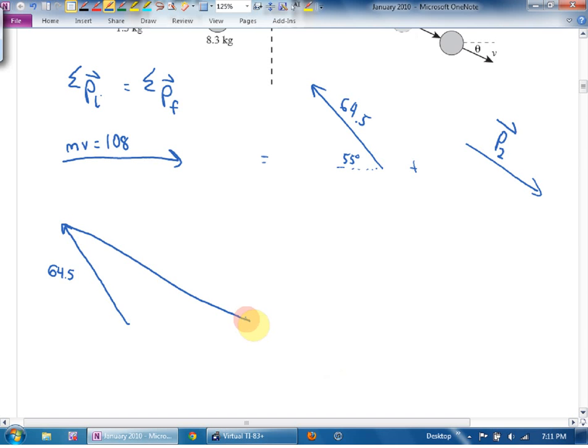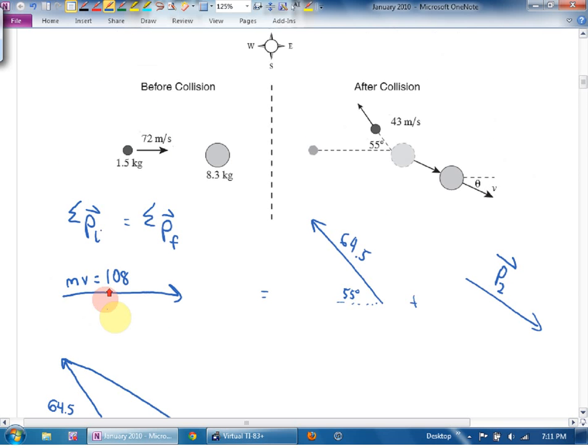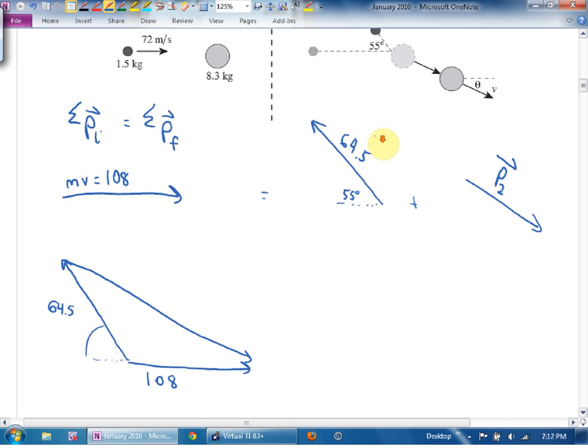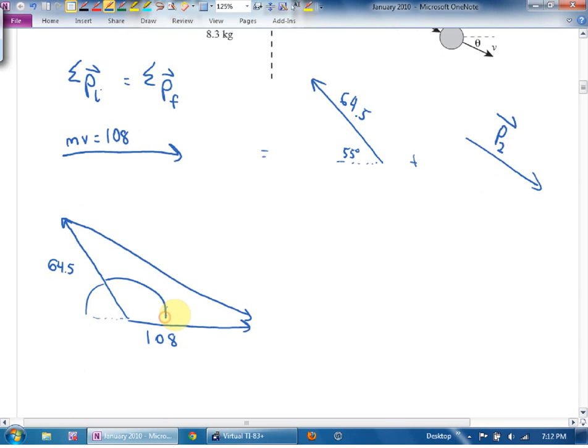I have to stop right here, though, because I know that my initial momentum was a horizontal line of 108. Now I can already tell my scale is garbage because this is 64, this is 108, but they both look about the same size. Oh well, I won't freak out about scale. How big is this angle right here? How big is it? 55. So really the question is, how big is that angle? Because that's what I want in my triangle. 180 minus 55, which I'm pretty sure is 125. Check me. Yes.